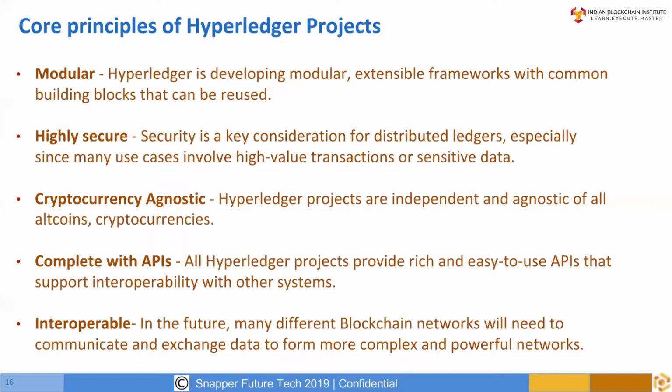It is complete with APIs. All Hyperledger projects provide rich and easy to use APIs that support interoperability with other systems. And it is interoperable. In future, many different blockchain networks will need to communicate and exchange data to form more complex and powerful networks. So for example, any company running a product in Ethereum, or who used to run it on Ethereum before.